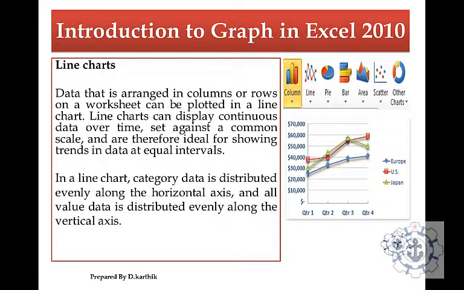Let us have some discussion about line chart. The data that is arranged in rows or columns on a worksheet can be plotted in a line chart. The line chart can display continuous data over time, set against a common scale, and is therefore ideal for showing trends in data at equal intervals. This is an example for line chart. In a line chart, category data is distributed evenly along the horizontal axis, and all values are distributed evenly along the vertical axis. So whenever you want to show a continual process or a period of time, we can use a line chart.